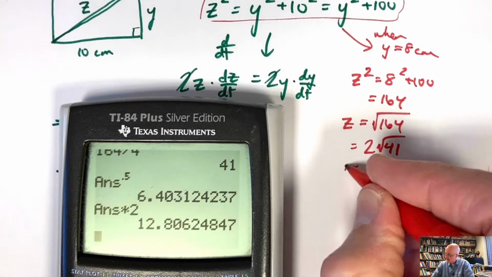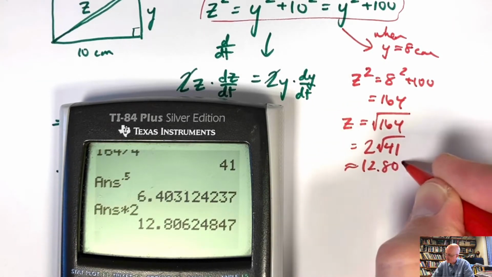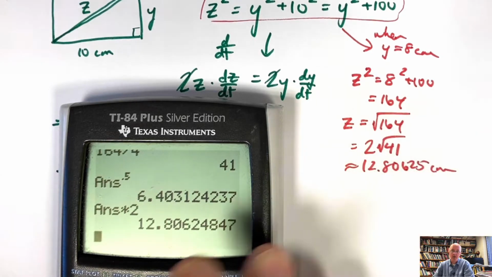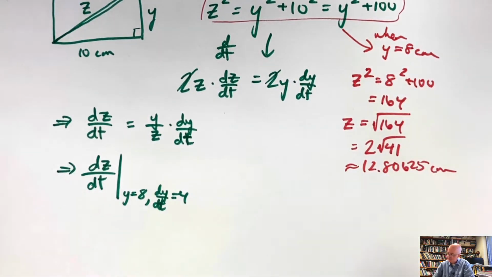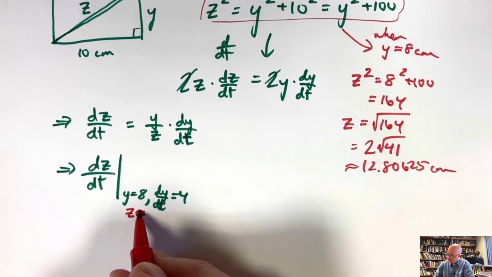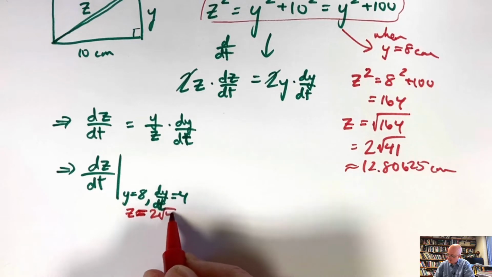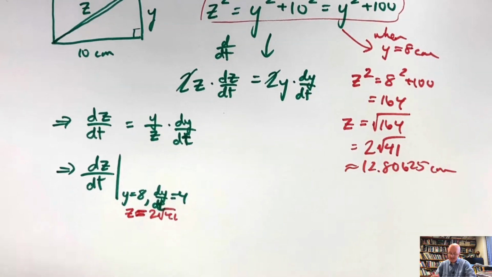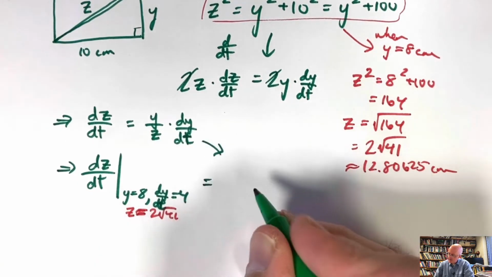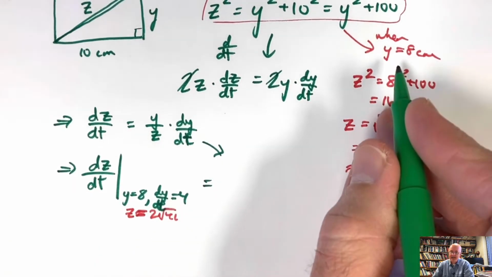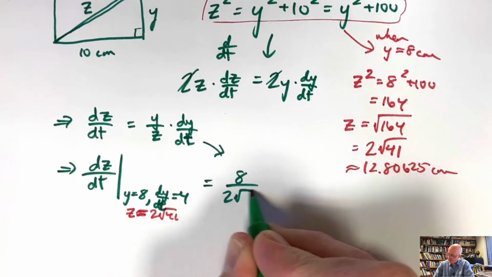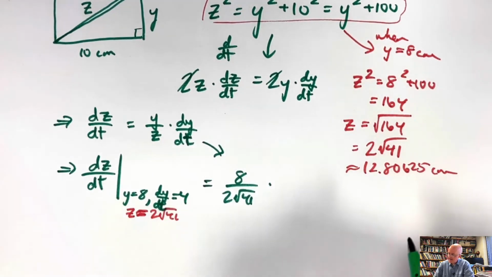This is approximately 12.80625 centimeters, say. We'll round further at the very end. So that's the last value of z that I plug in. Let's plug it in in exact form, 2 square root of 41. If you're after the exact answer, use this formula. y over z is going to be, y is 8, z is 2 square root of 41, times dy/dt.